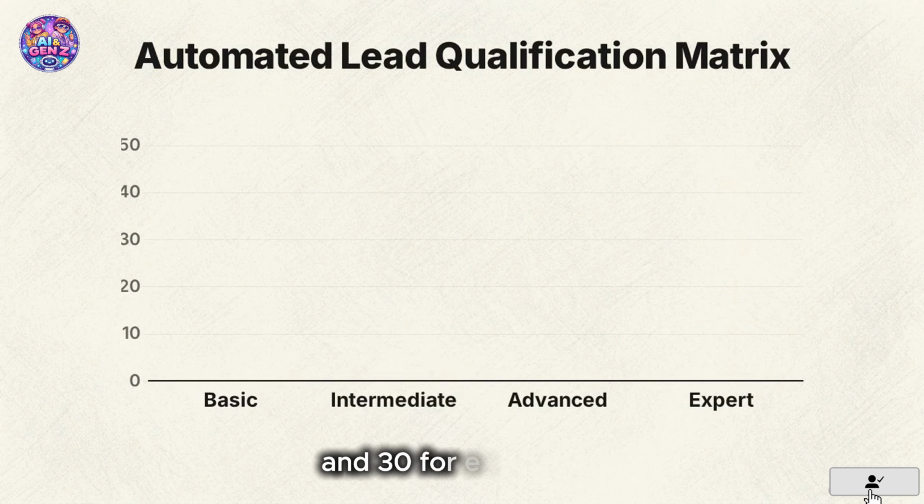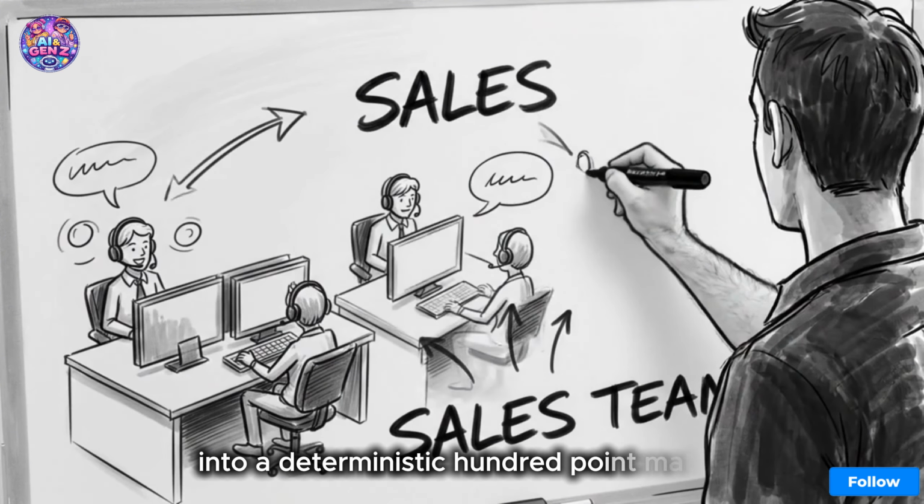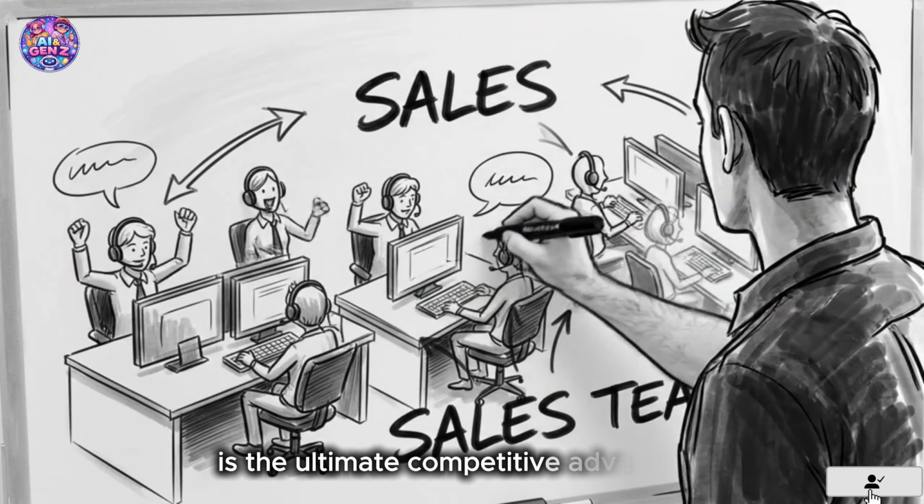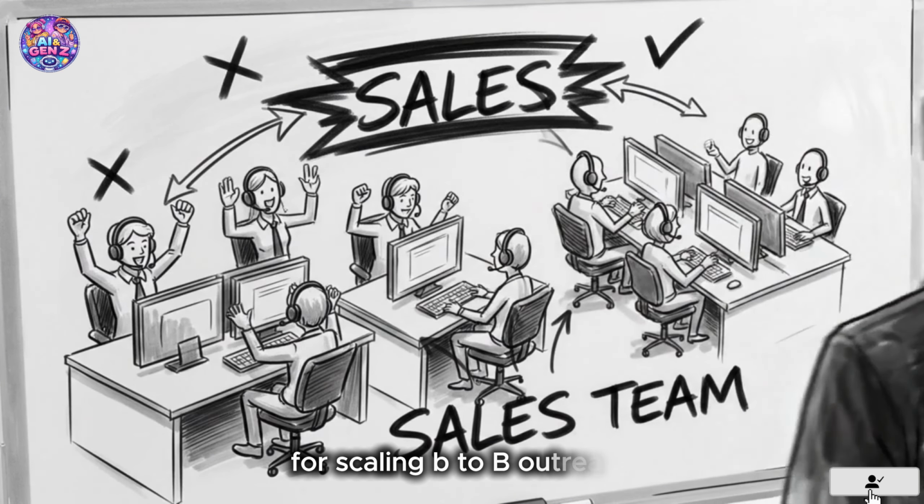The output is a strictly structured JSON response. These values combine to create a definitive deterministic score out of a possible 100 points. Translating these qualitative profiles into a deterministic 100-point matrix is the ultimate competitive advantage for scaling B2B outreach.